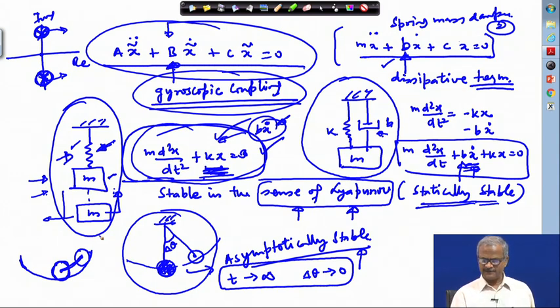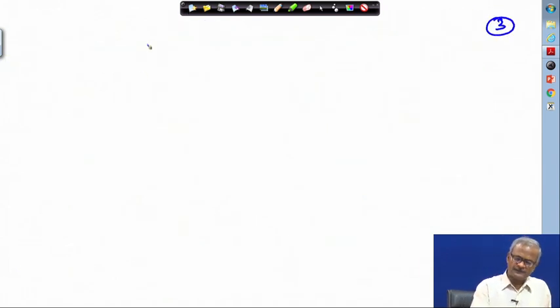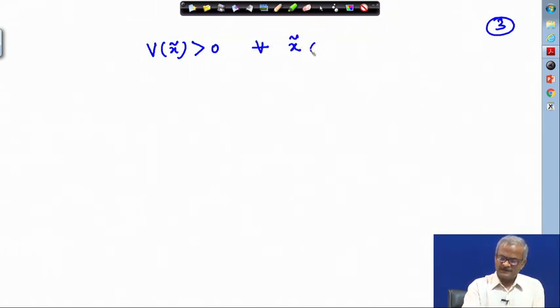In the Lyapunov stability analysis, we define a positive function, say V of x tilde, where x tilde is the state of the system. This is greater than 0 for all x tilde not equal to 0, and V of 0 equals 0. So basically this is a positive definite function.